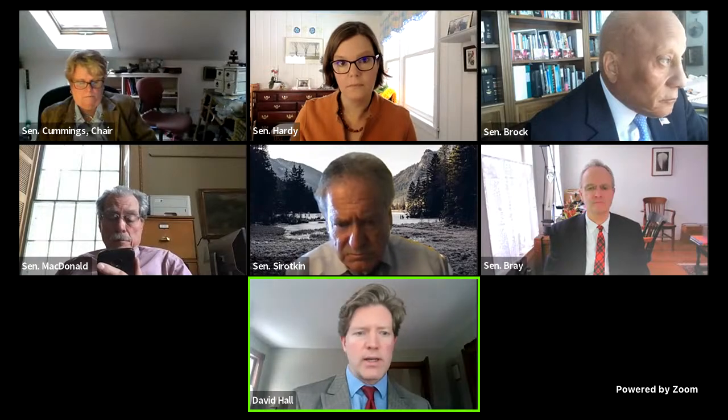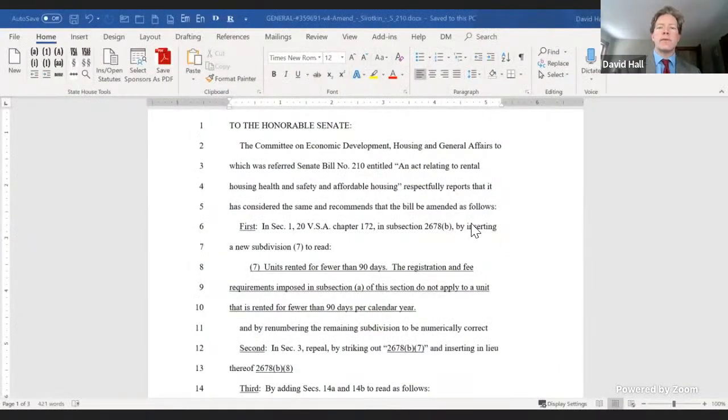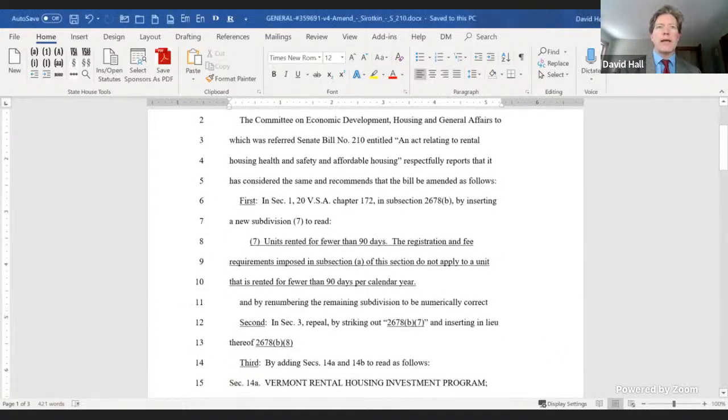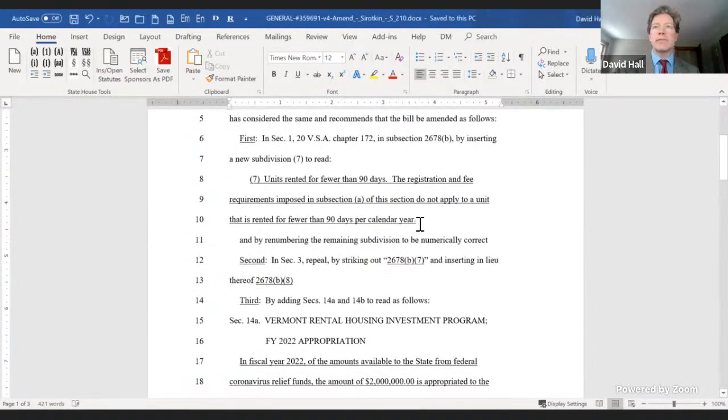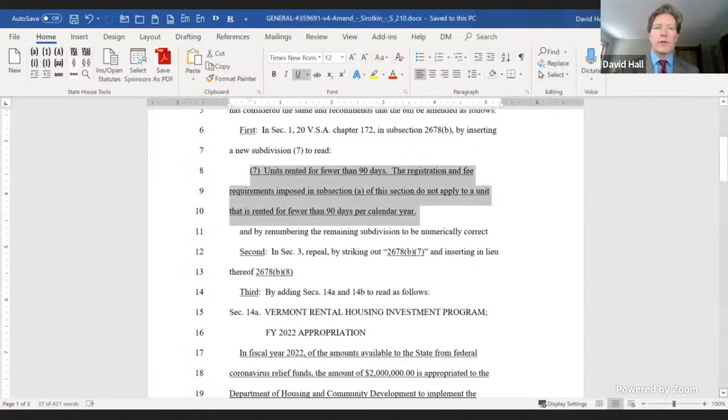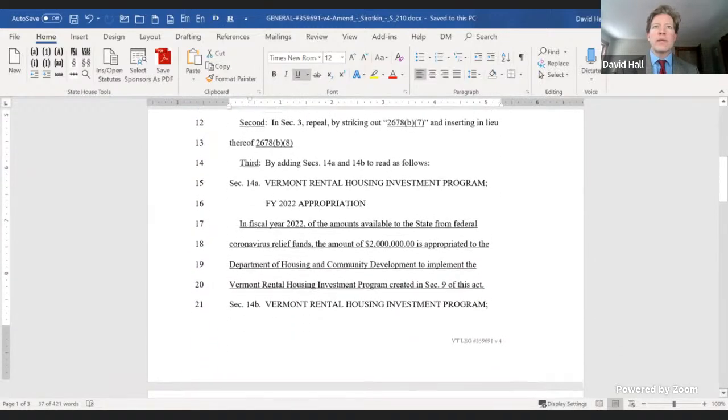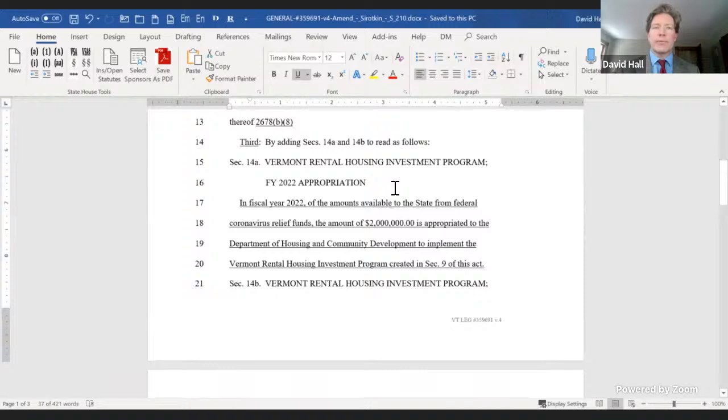Are you seeing this amendment here, Honorable Senate? Yep. Great. So a couple of instances going on here. This is the piece Senator Sorokin mentioned about units rented for fewer than 90 days. And second, it's just a conforming change. And then the appropriations piece, obviously probably not something you care about, at least from your jurisdiction perspective, but this is COVID relief funding going to the Vermont Rental Housing Investment Program. So that is it.